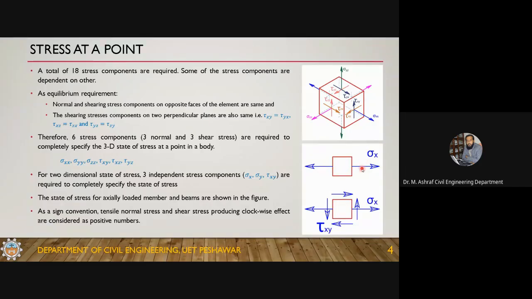If you pick any point from the body and want to show the state of stress, all the other 5 components are 0. You have only sigma xx, and all other components are 0.